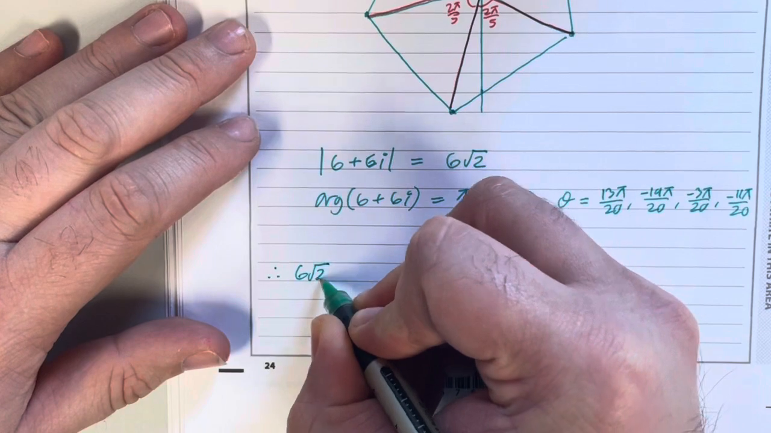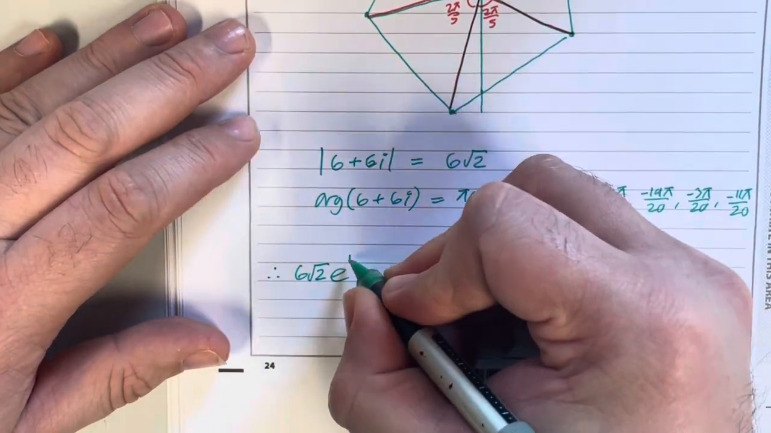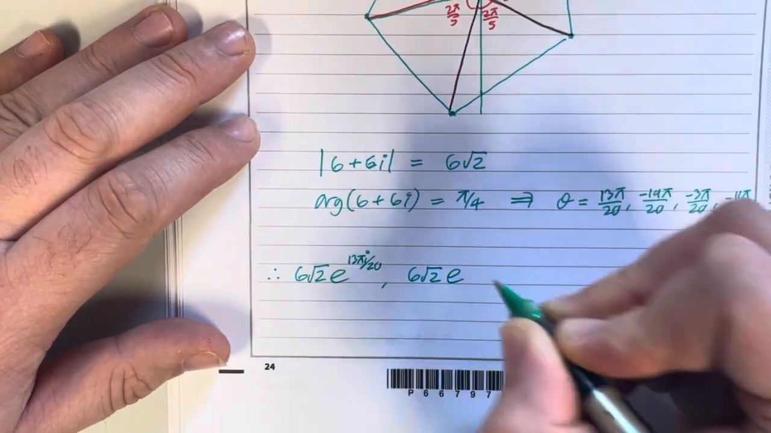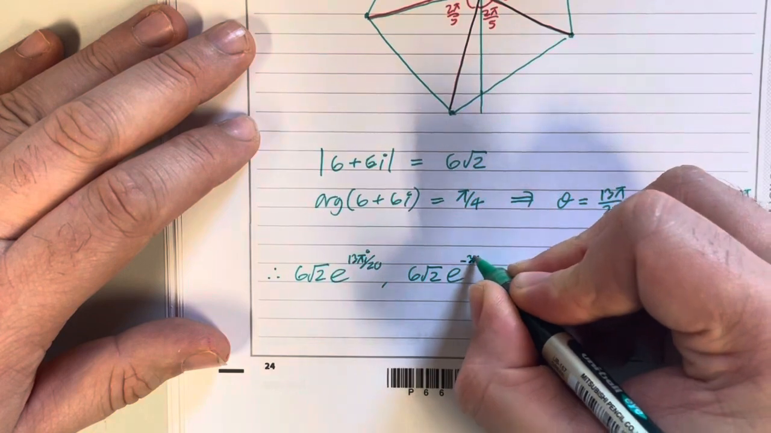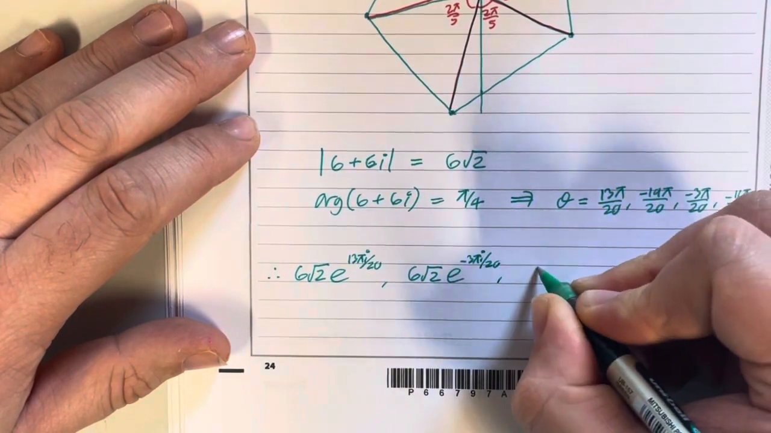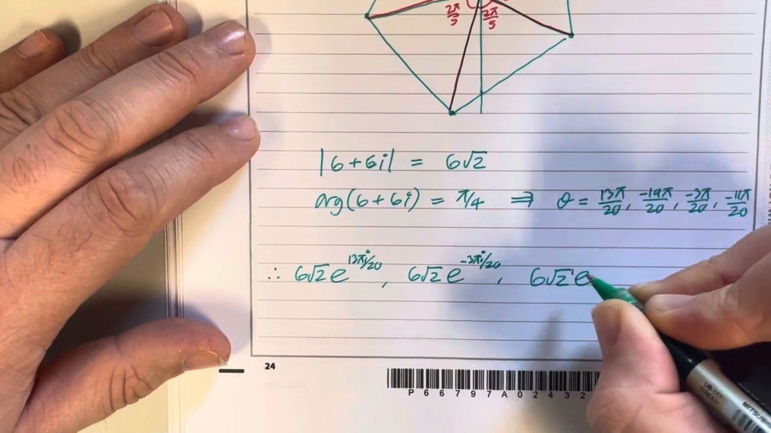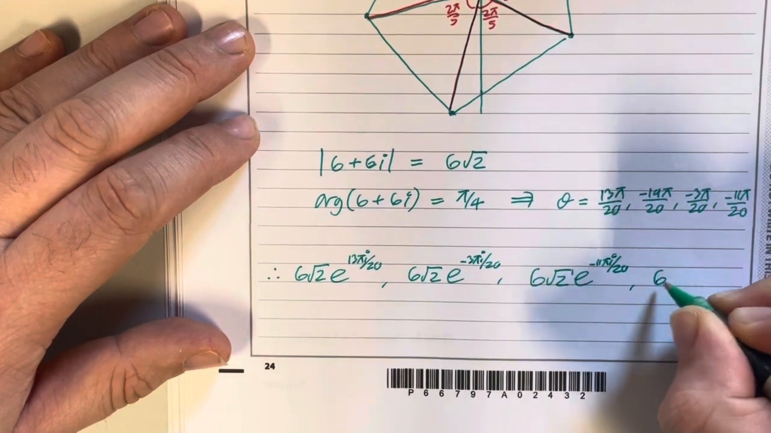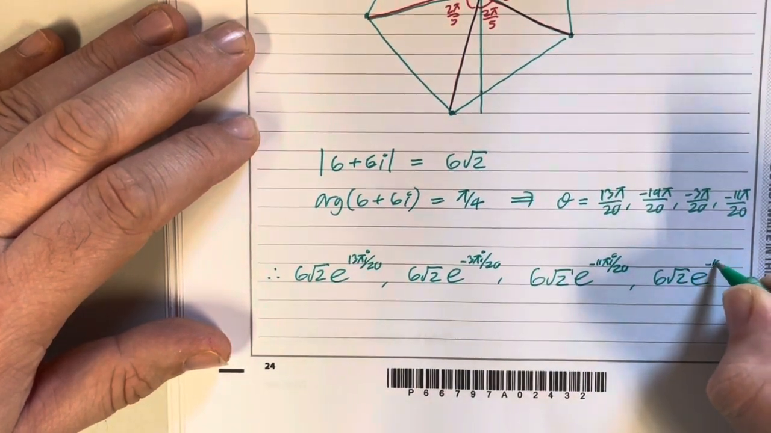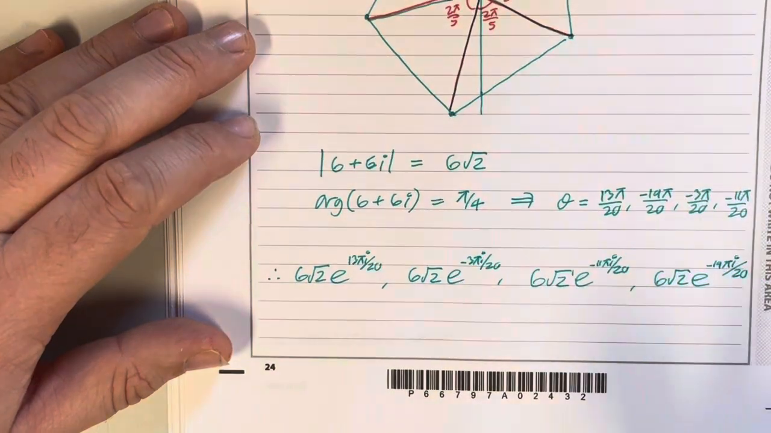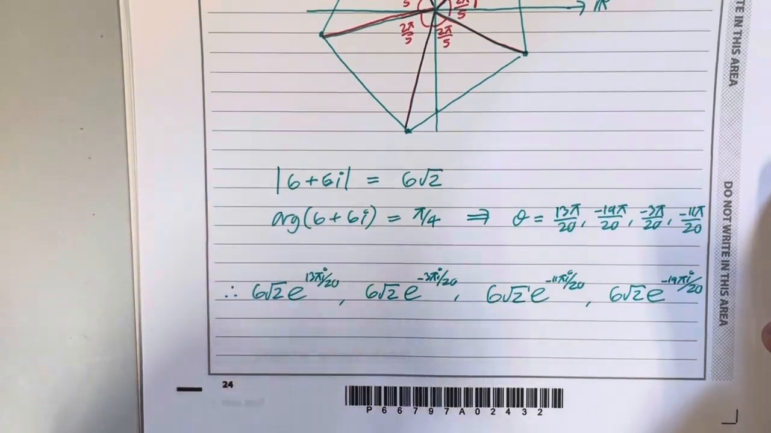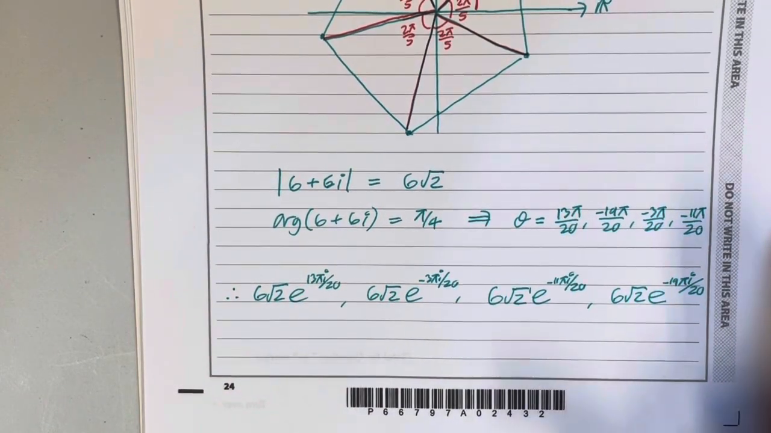So 6 root 2 e to the 13 pi i on 20, 6 root 2 e to the minus 3 pi i on 20, 6 root 2 e to the minus 11 pi i on 20, and 6 root 2 e to the minus 19 pi i on 20. Those are my 4 other vertices, which is asked for, the other vertices of the pentagon in that form. So that's it.